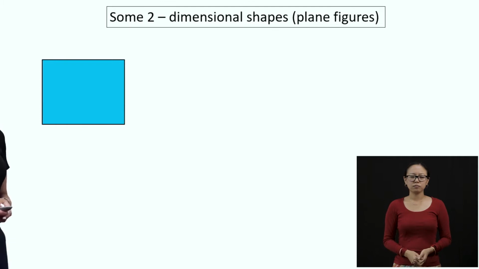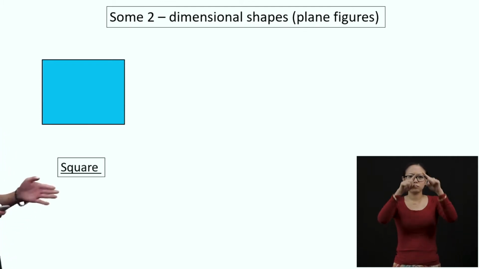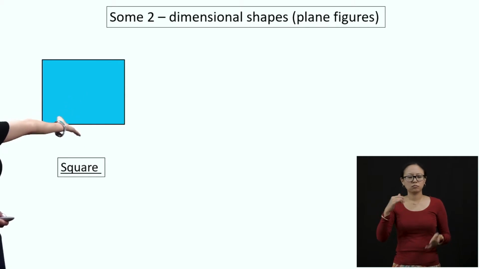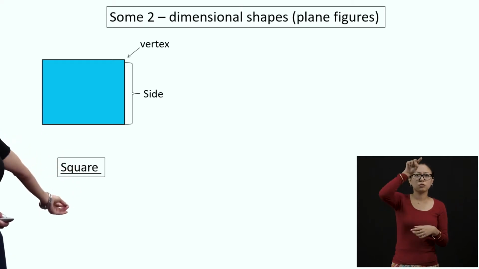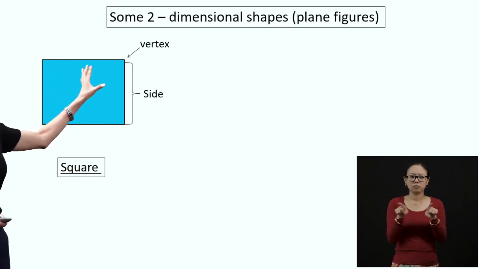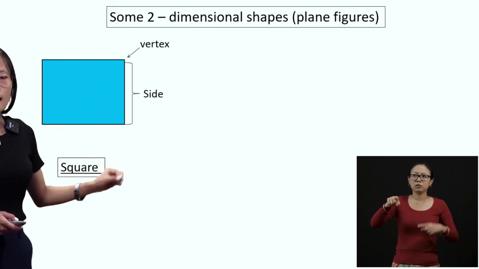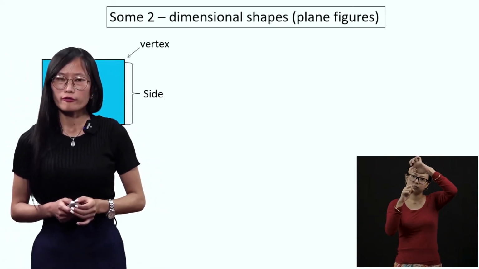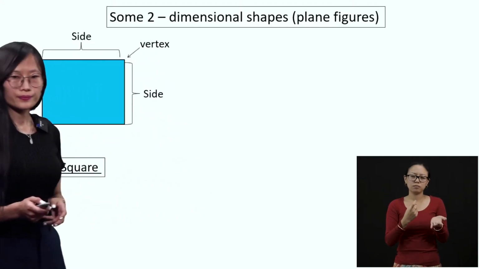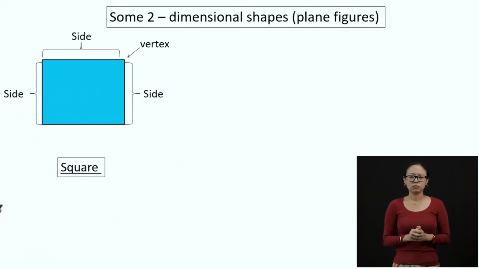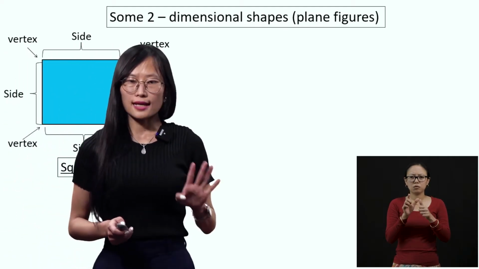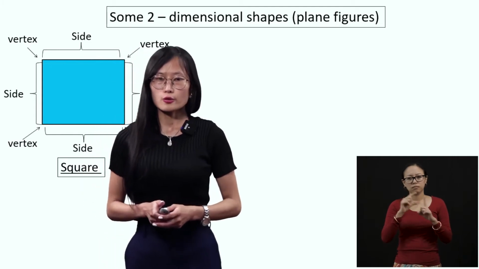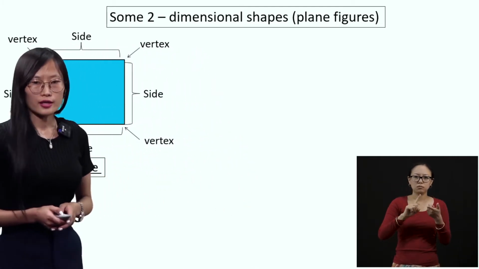Here we have a square. This is called a square. All the four sides are equal. Here, these are the sides. So we have four sides and four vertices. The point where two lines meet is called the vertex, and the plural form of vertex is vertices. This is a side, this is another side, and this is a vertex, another vertex, and another vertex. Altogether, we have four sides and four vertices. So this is a square.